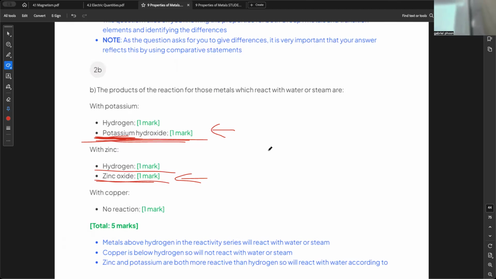You only need to name the product. You don't need to say that it was very risky with water.